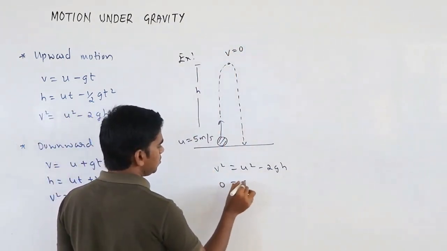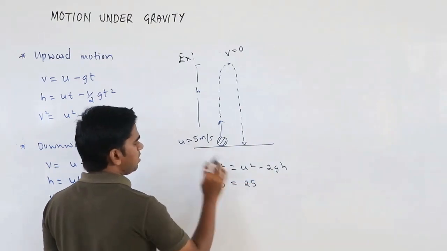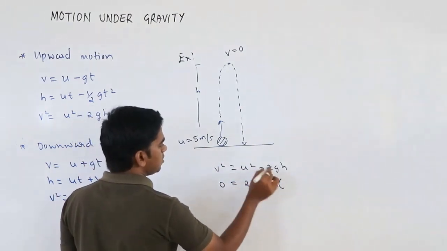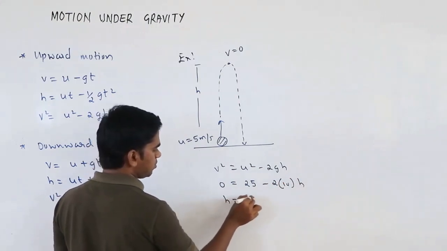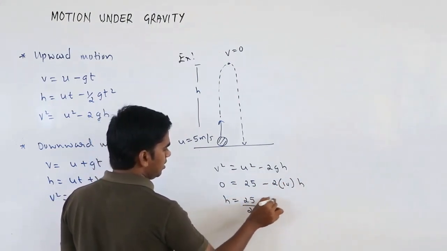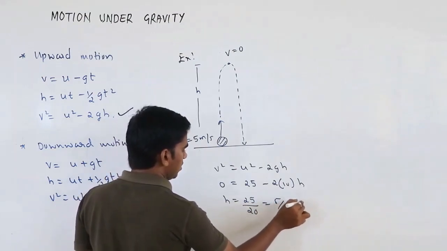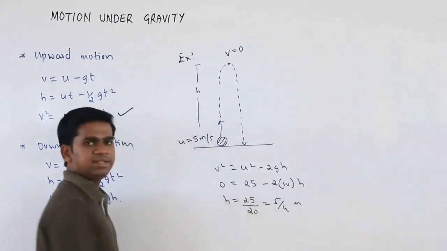So 0 equals u square minus 2gh, so 5 square is 25 minus 2. g you can take approximately 10. So h equals to what? h equals 25 by 20. That is 5 by 4 meter. Okay, this is the height.